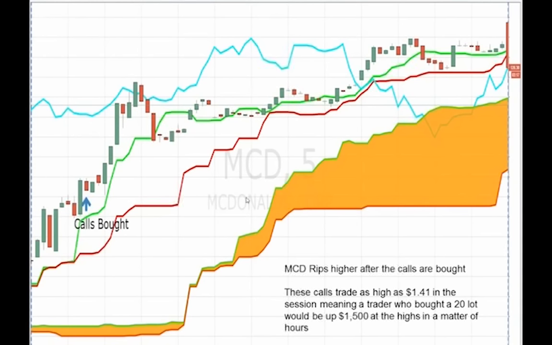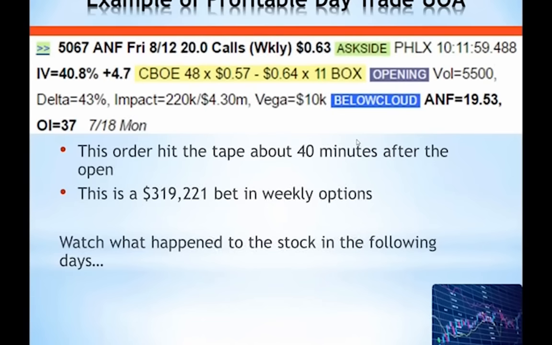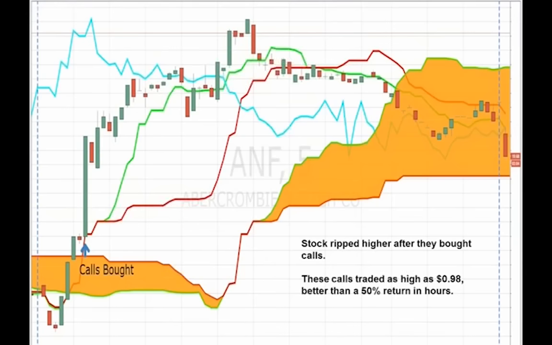Here's another example also from last week. So this trade hit the tape on Monday, about 40 minutes after the open in ANF. And here we have, again, short-dated weekly options for Aug 12th expiry, trading for 63 cents. Trader comes in and buys 5,067 of these weekly 20-strike calls for 63 cents, betting a little over $320,000 that ANF rallies above that level by expiration. $319,000 bet. And in the following days, the stock rips to the upside.